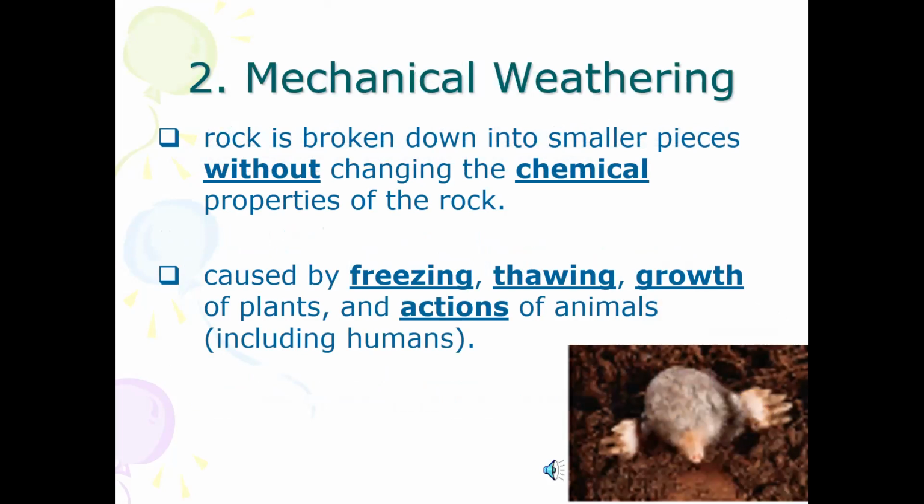So taking a look at mechanical weathering, this is when a rock is broken down into smaller pieces without changing the chemical properties of the rock. That is so important. You're basically just making it smaller, but it's still the same type of rock. If it was sedimentary, it's going to continue to be sedimentary. It's just smaller pieces of sedimentary rock. If it's igneous rock, it's going to continue to be igneous rock. Again, it's just going to be smaller pieces.